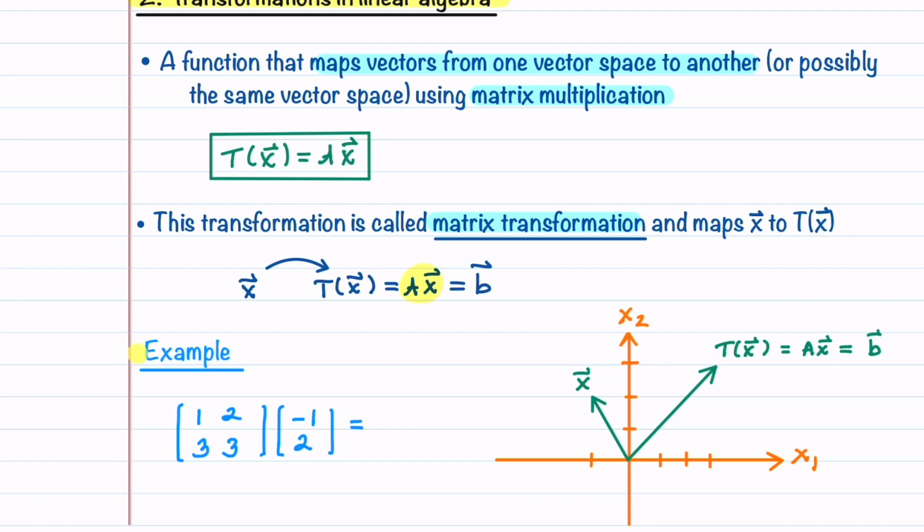Let's look at an example so that you can see what a transformation in linear algebra looks like graphically. We have a matrix A multiplying a vector x, and this is equal to minus 1 plus 4, which is 3, and then minus 3 plus 6, which is also 3. This vector is equal to T of x, or b. Our vector x here in our picture transforms into our vector T of x.